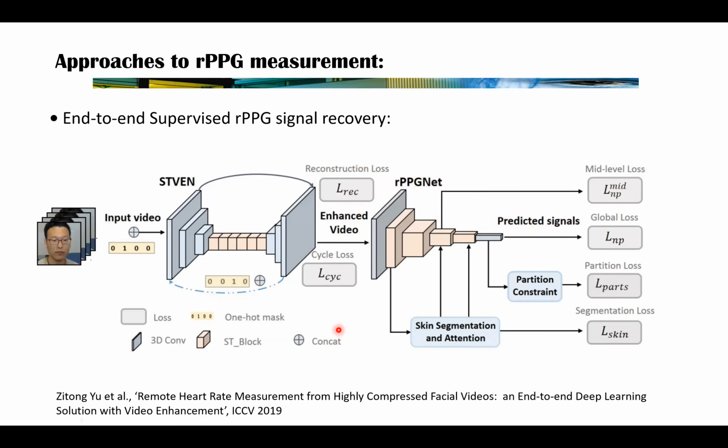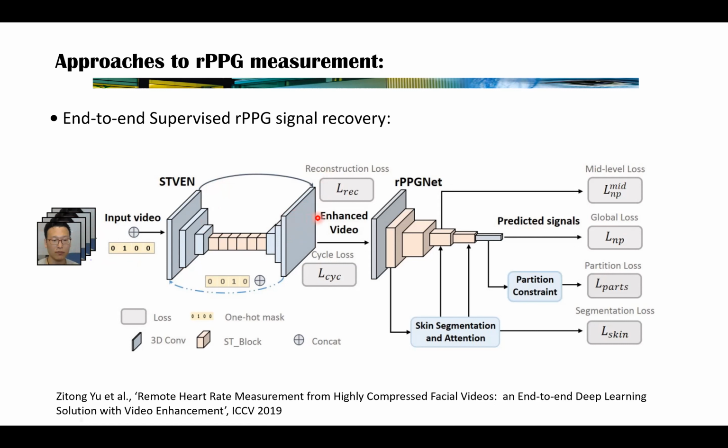Another famous framework, proposed in ICCV 2019, is also an end-to-end framework, but they consider the spatial-temporal information in the network design. They first design a spatial-temporal video enhancement network so that even though your input video might be low quality, for example, a very high compression rate or low face resolution, it doesn't matter.